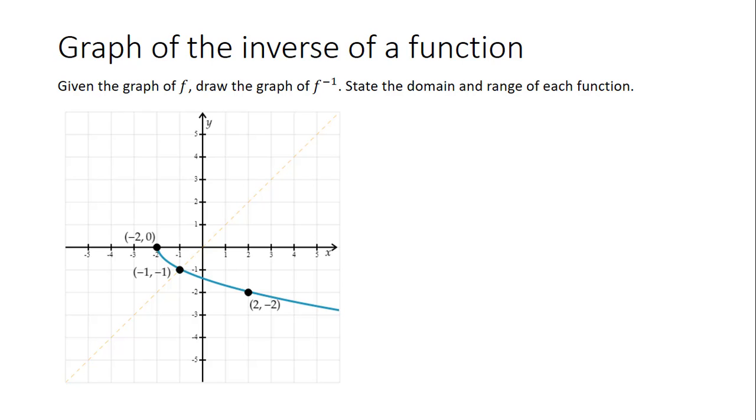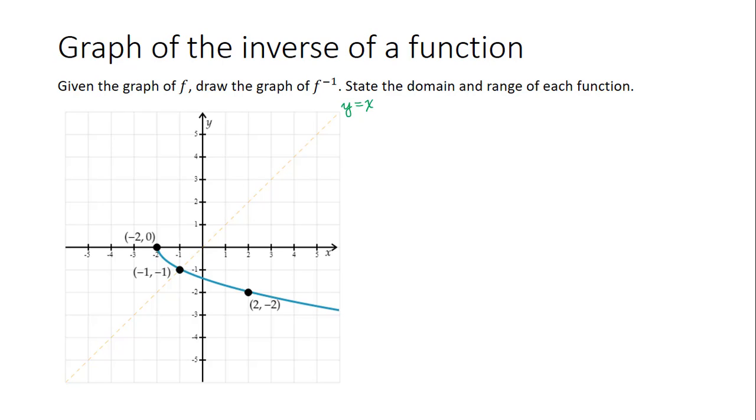In this video, we'll graph the inverse of a function given the graph of the function. We have this square root function that's given that goes through the points (-2, 0), (-1, -1), and (2, -2). And also on my graph is a dotted line that represents the graph of y equals x.